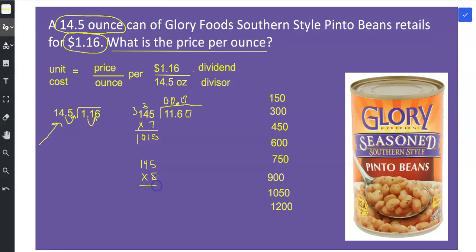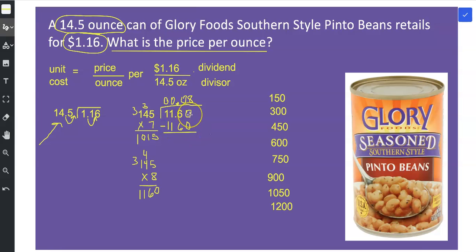5 times 8 is equal to 40. So I put a 0 here, carry the 4. 4 times 8 is 32. Plus 4 gives me 36. I carry the 3. 1 times 8 is 8, plus 3 is 11, which, look at that, is the exact number of the dividend. So I'm going to put 8 here, because 8 of the 145s go into 1,160, because 8 times 145 is 1,160. And you can type that if it's easier.